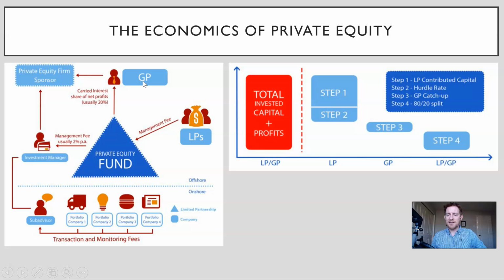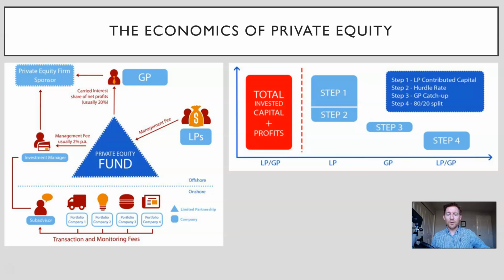And the GP, general partner, earns what's called carried interest. And that is a share of the profits earned by the fund. So these are the profits that come to the fund from the portfolio companies. In addition, the sub-advisor is taking transaction monitoring fees from the portfolio companies. So the sub-advisor may take a slice of the transaction fee for putting the transaction together to actually get the investment in the first place, for example.